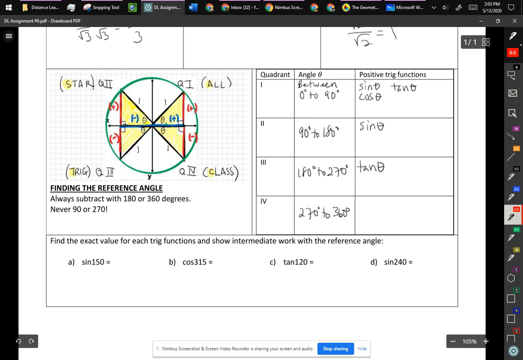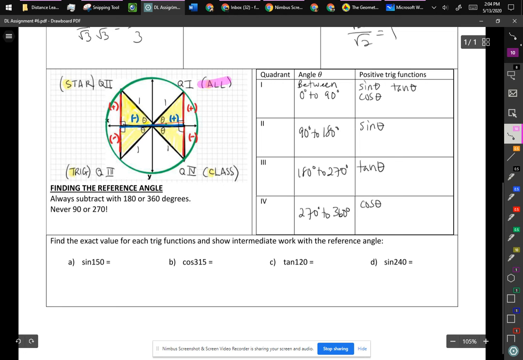And finally, in quadrant 4, cosine, whoops, I keep forgetting my highlighter. Cosine is positive and sine goes down. So that's negative. So that means cosine is positive there. And again, tangent is sine over cosine, opposite over adjacent. So in that case, if one of these is negative, then tangent is negative. And that's why it says All Star Trig Class.